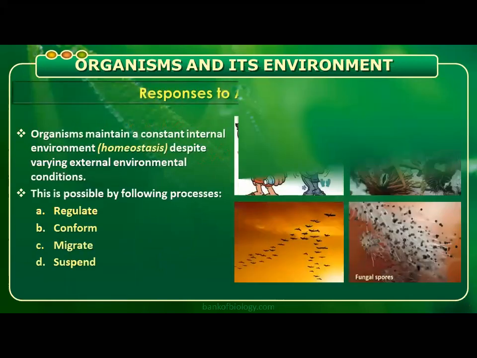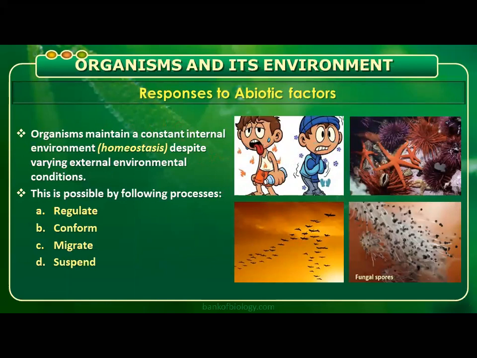Conformers are not going to maintain the body temperature constant. So that's why they'll find some options, like they may migrate from that particular place, or they may suspend the life activities for a period of time. You may call it hibernation or estivation.